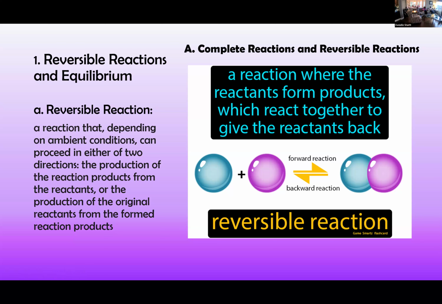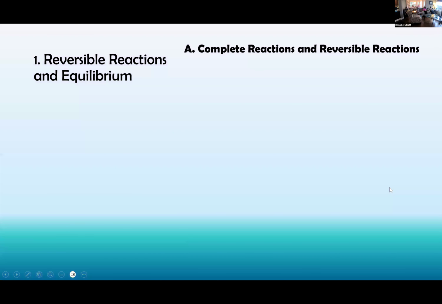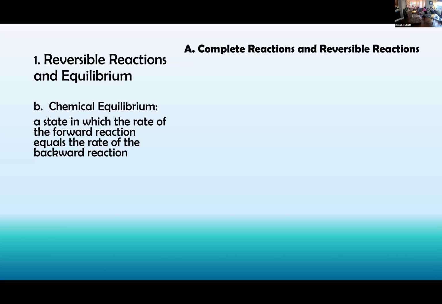Some reactions you cannot go forward and backward. When something combusts, it combusts, right? You can't undo that. But there are a lot of reactions that you can force to go either direction. So reversible reactions and equilibrium. What is chemical equilibrium? Who has a definition for that? Caitlin again. A state where the rate of a forward reaction equals the reverse reaction and the concentration of the products and reactants don't change. Very good. So a state in which the rate of the forward reaction equals the rate of the backward reaction.